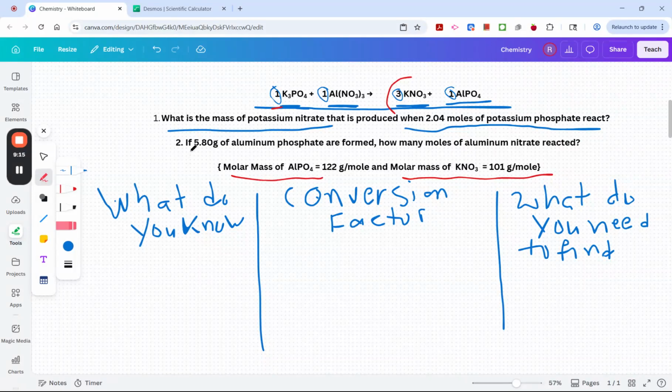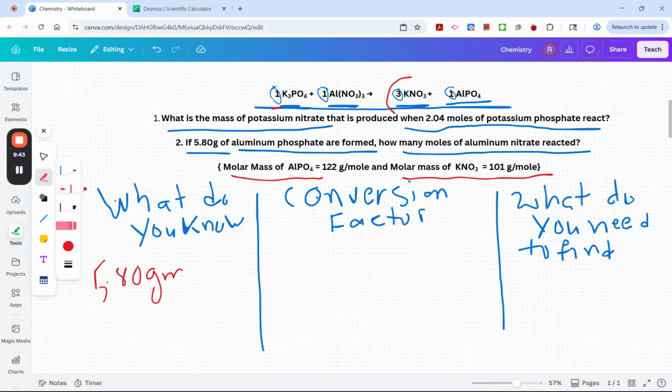Second question. Now we're going to start with the grams. 5.80 grams of aluminum phosphate are formed. How many moles of aluminum nitrate reacted? So this time I will start with the potassium phosphate. Potassium phosphate is already here, you can see. Same, what do you know? I know 5.80. This time it's grams of aluminum phosphate.